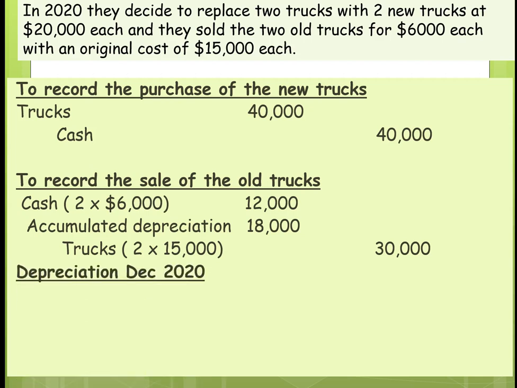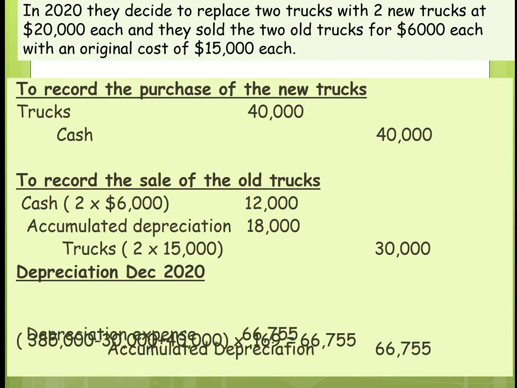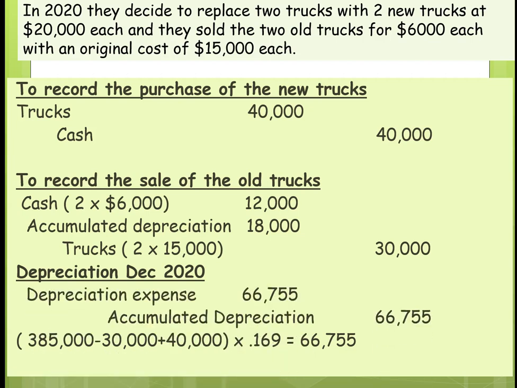Now, what is our December 2020 depreciation? It would be the total of our assets now, which is going to be $395, times our depreciation rate gives us $66,755, and that would be our journal entry. That concludes part 4.